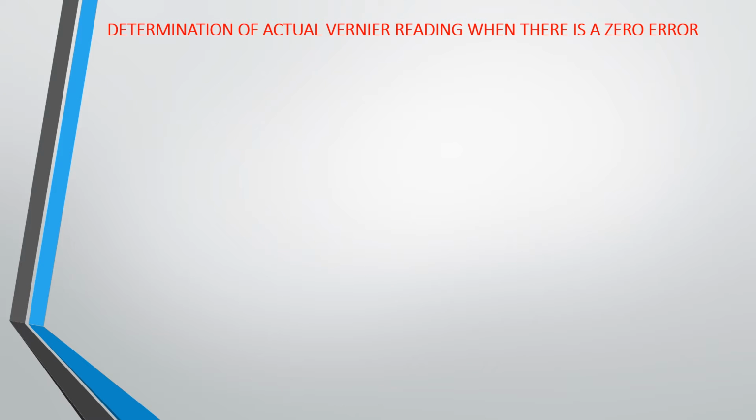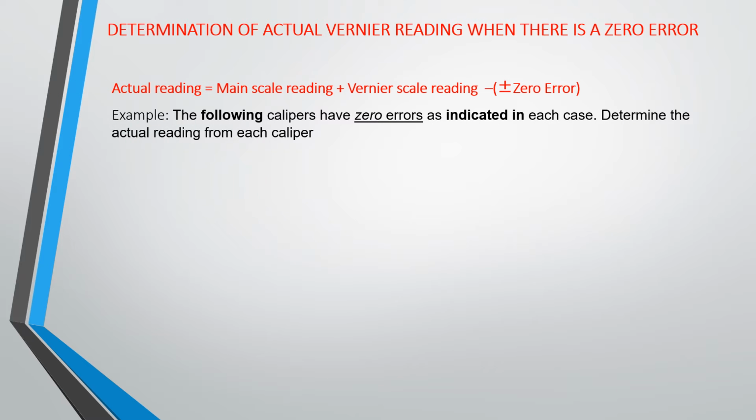So as I said, we are going to be considering determination of actual Vernier reading when there is a zero error. For you to do that, this is the formula to apply. We've already discussed how to calculate Vernier scale reading. So if your Vernier scale has zero error, how do you calculate it? This is the formula that you apply to get the actual reading.